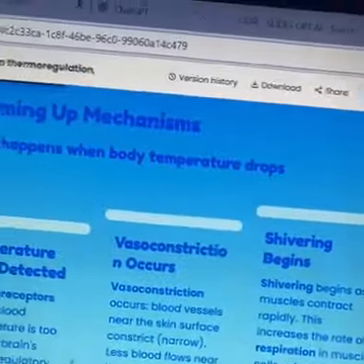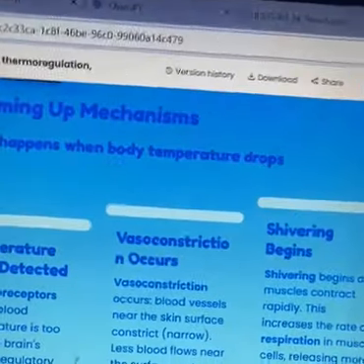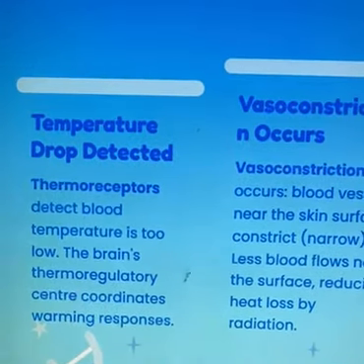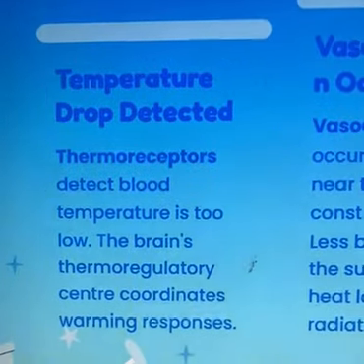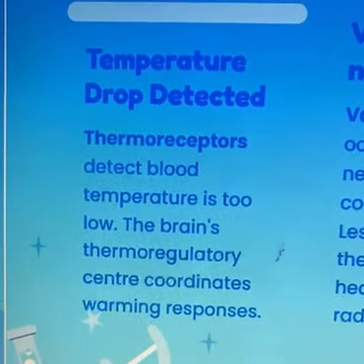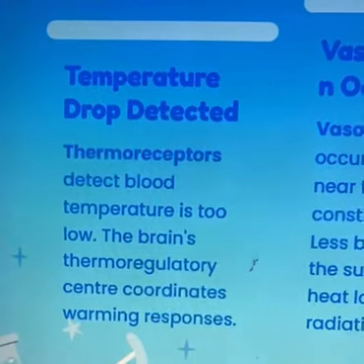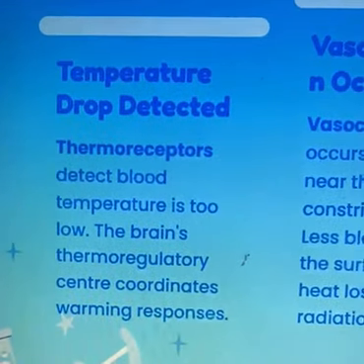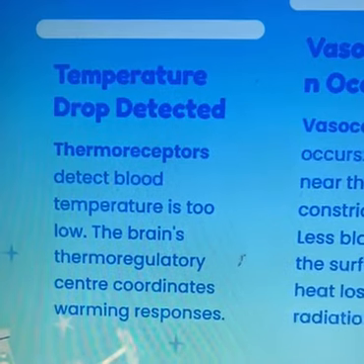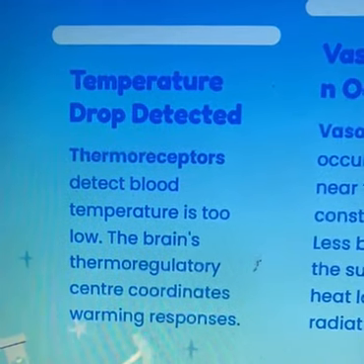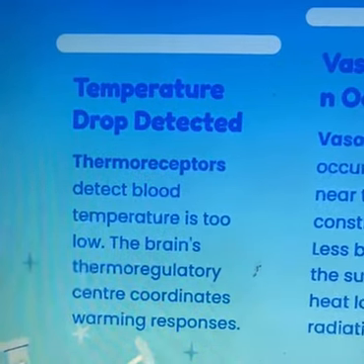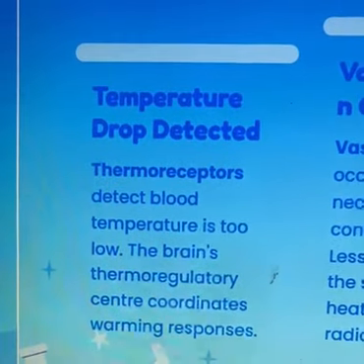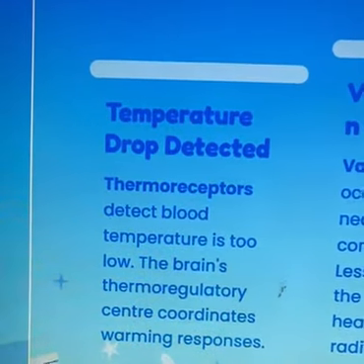Okay, let's move on to the next one, warming up mechanism. We have just seen one of the mechanisms where we cool down. Now this is the warming up mechanism. So thermoreceptors will detect that blood temperature is too low. They will then send a message to your thermoregulatory center, which will coordinate the warming response.